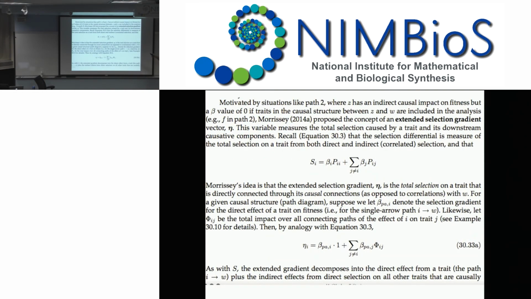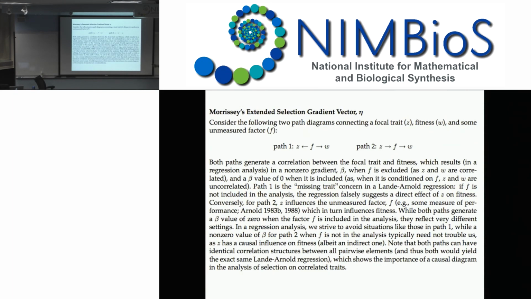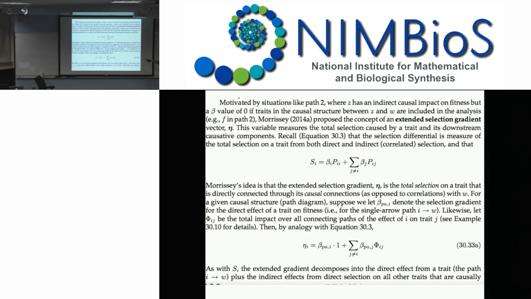So Morrissey came up with this concept of extended selection gradients, eta, and what it does is it measures the total selection caused by a trait and its downstream causal components. And the idea here is that if I leave out a trait, eta doesn't change. So down here, eta would have a value of 0, but here, eta would have the same value if I included F. Eta is either the same value if I included F or didn't include F.